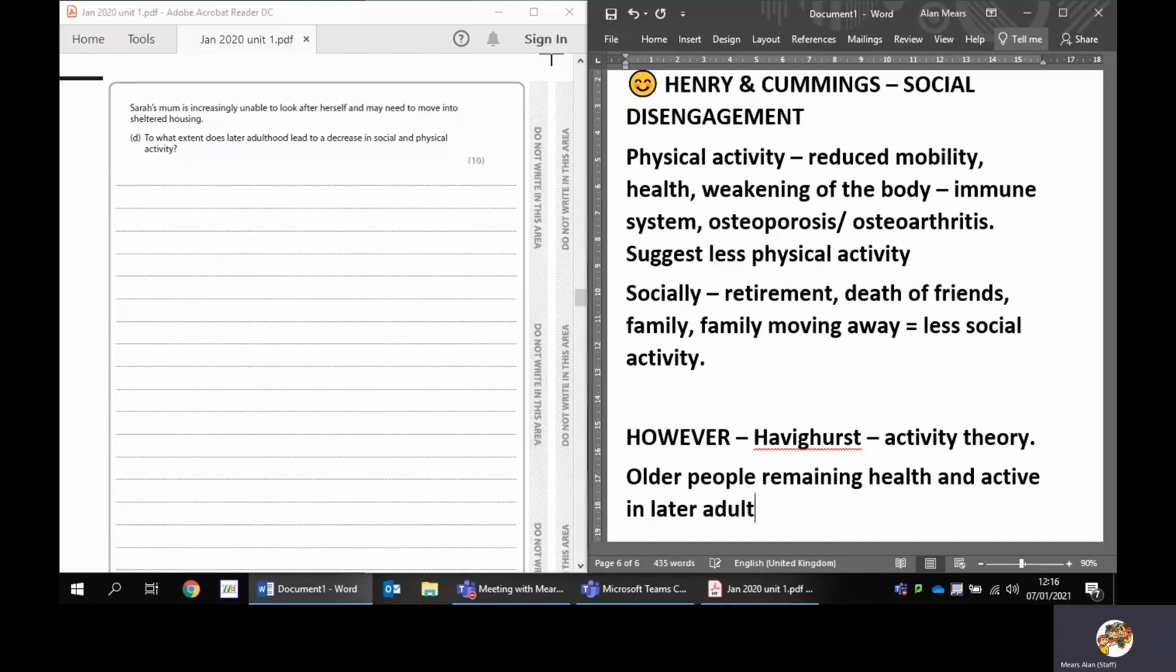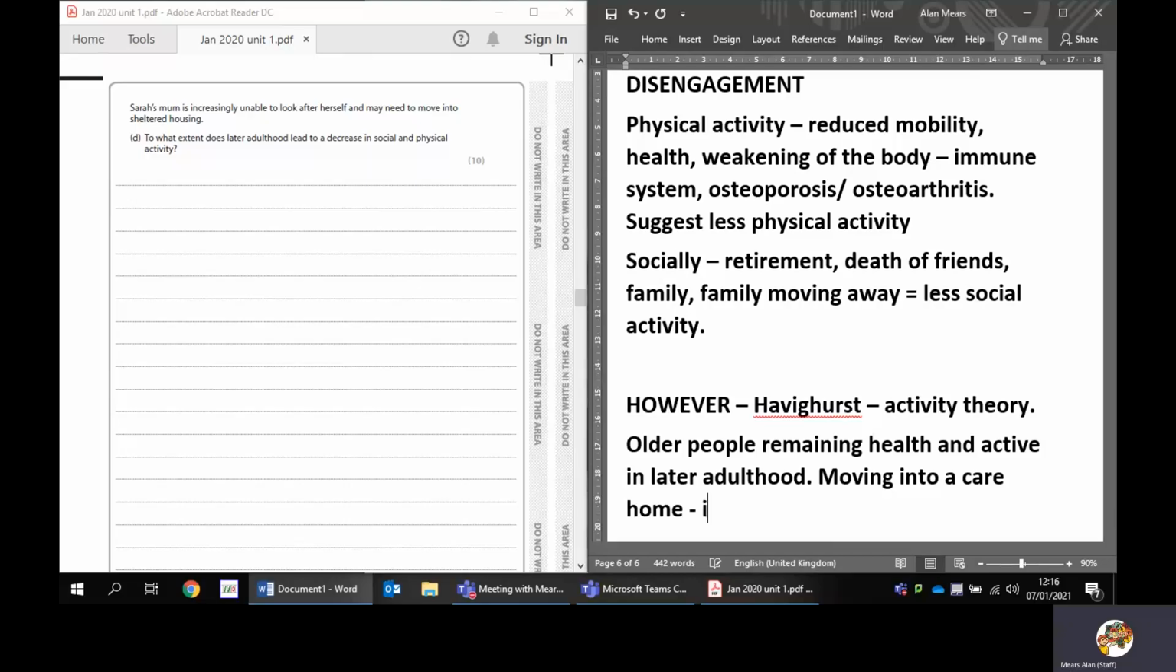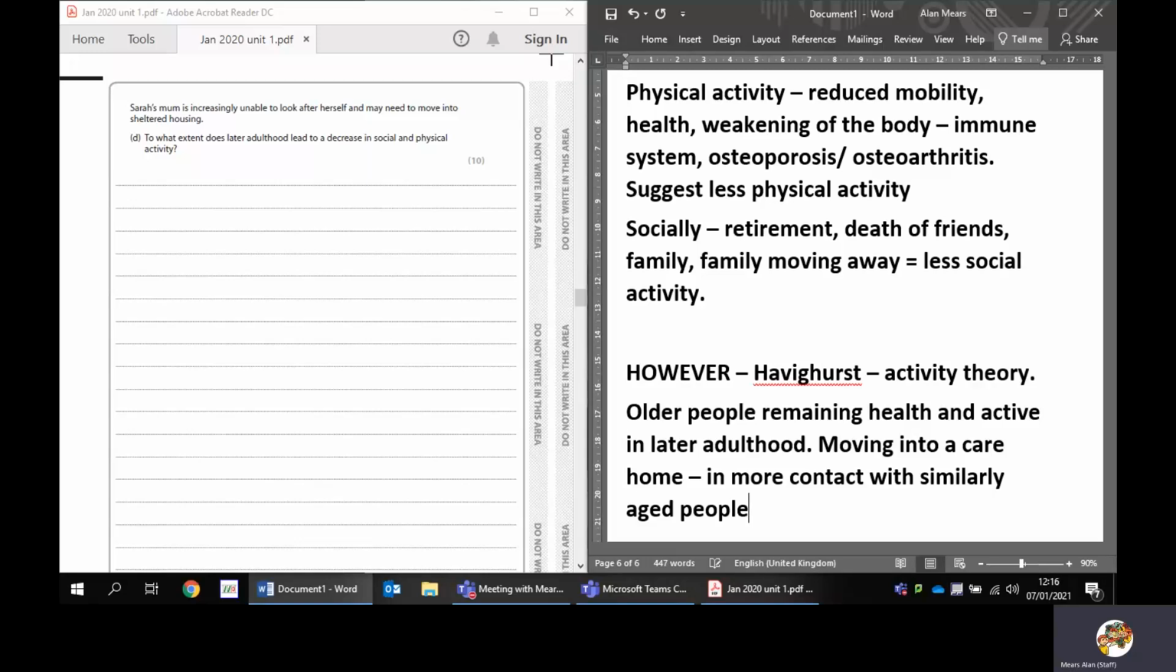In later adulthood, that would all be arguments that are going against this. Obviously, moving into a care home, you're going to be in more contact with similarly aged people, activities, new friendships. So again, it's to what extent does moving into a care home reduce social and activity theory?